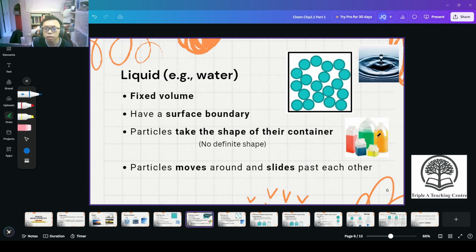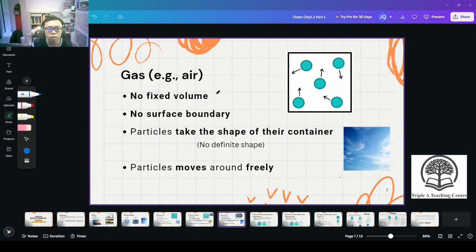Let's say the container is in cylinder shape. So the liquid is just cylinder shape. It just follows the shape of the container, so it has no definite shape. If you zoom in, you can see the particles move around and slide past each other because they have a bit of space, so they can move around a bit. Okay, this is liquid. For gas, for example air, it has no fixed volume and no surface boundary.